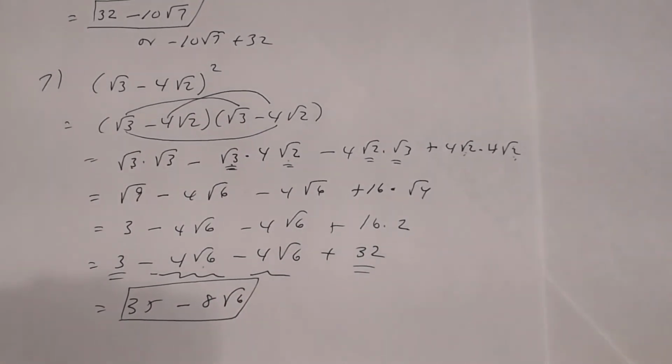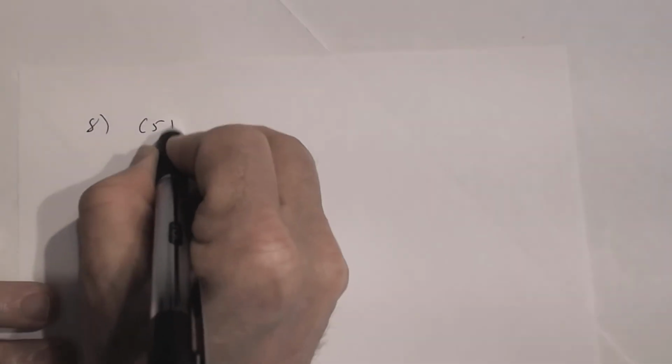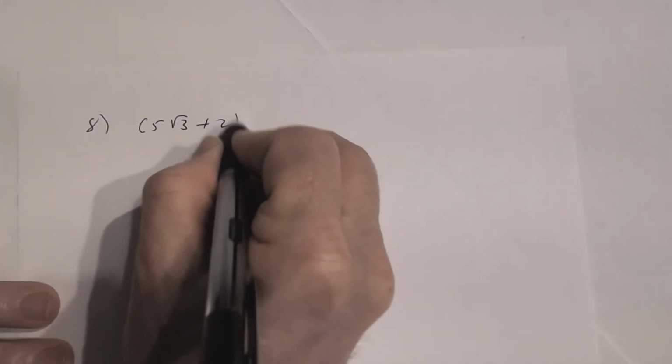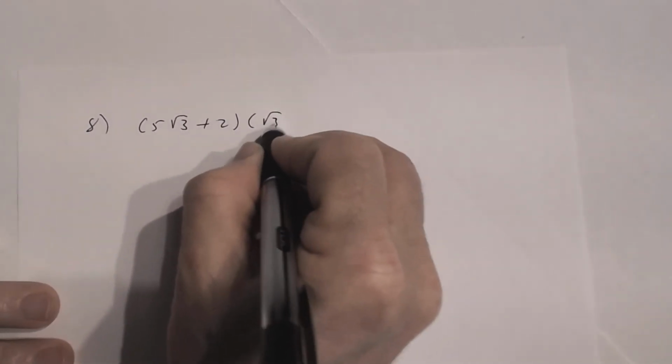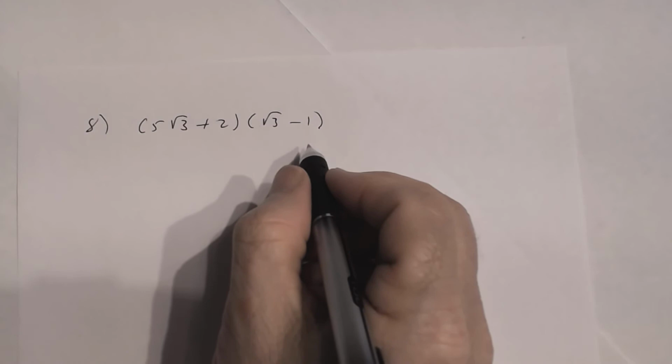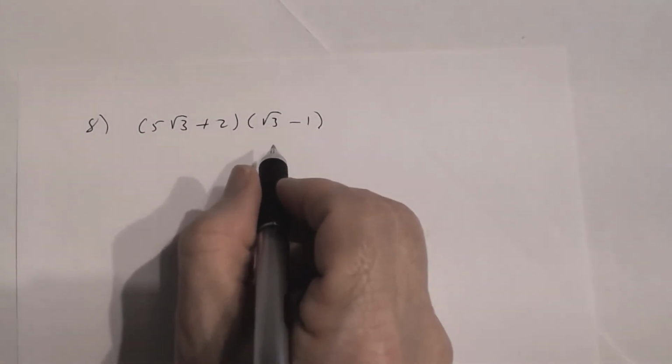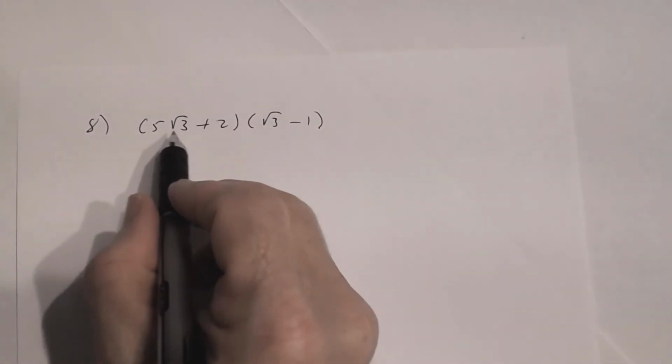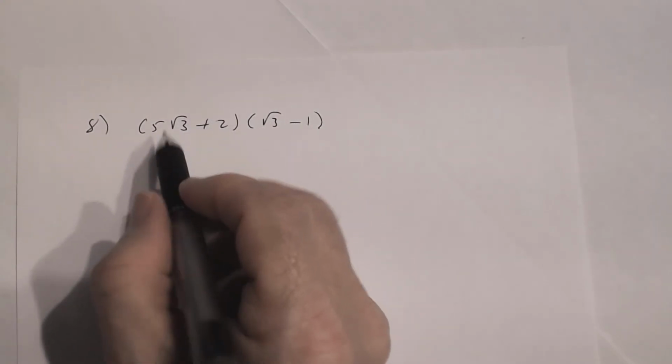Okay, let's look at number 8. So number 8, we have this problem, number 8. All right, so number 8, we have 5 square root of 3 plus 2 times the square root of 3 minus 1. So 5 square root of 3 plus 2 times the square root of 3 minus 1. So I'm going to have two binomials, so I'm going to use the FOIL method.